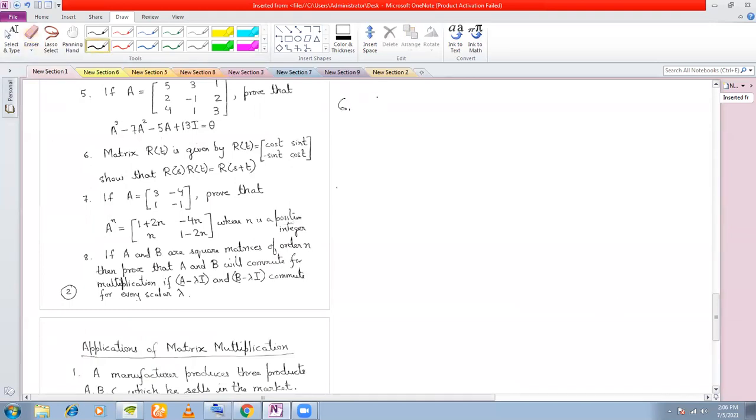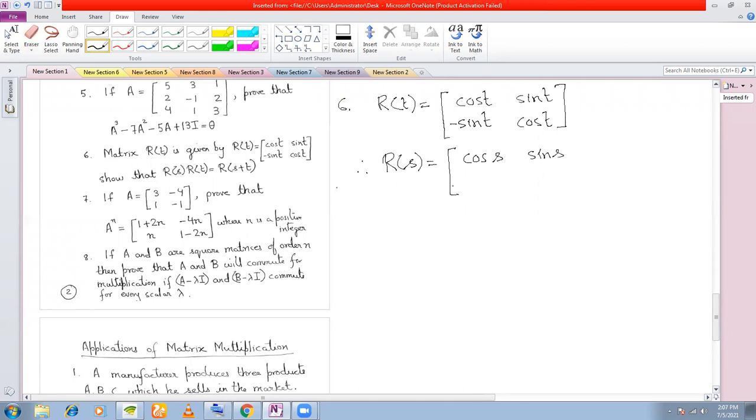Number 6, given R(T) is equal to R as a function of T: cos T, sin T, minus sin T, cos T. You need to prove R(S) into R(T) is equal to R(S plus T). So if R(T) is this, therefore what should be R(S)? Cos S, sin S, minus sin S, cos S. Multiply these two, left hand side. What is the left hand side? R(S) into R(T).